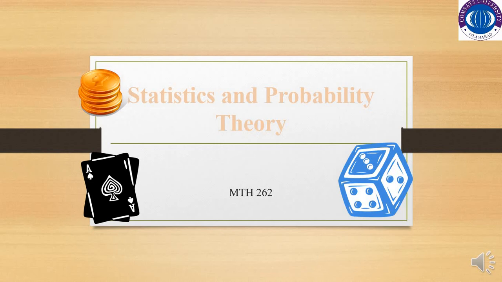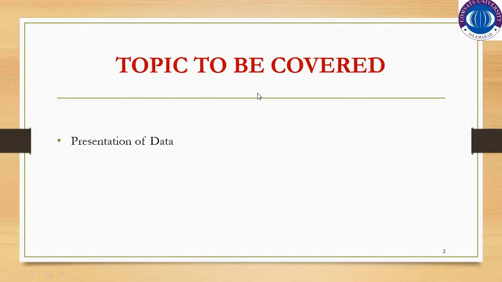Bismillahirrahmanirrahim. We are discussing lecture number 3, and this is the third part. The course title is Statistics and Probability Theory. In previous parts, we have discussed presentation of data, in which we discussed how to construct a histogram. Then we also discussed how to construct a bar chart. In this part, we will concentrate on how to make a multiple bar chart.